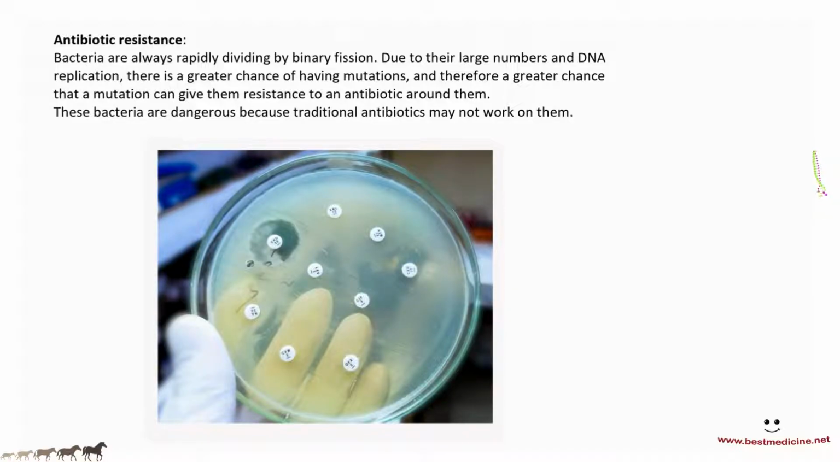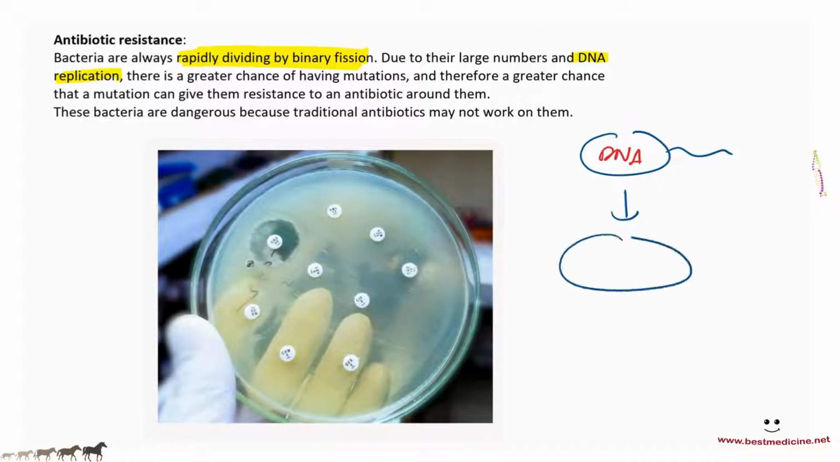So, antibiotic resistant bacteria are rapidly dividing by binary fission. Because they're rapidly dividing, during this cell division, the DNA is constantly replicating, right? To go from one cell to another. Remember, binary fission is that you have bacteria and then it replicates its DNA. So this bacteria has DNA, and then it's going to have two copies of DNA, right? And then each of those copies is going to go into two daughter cells, bacteria.